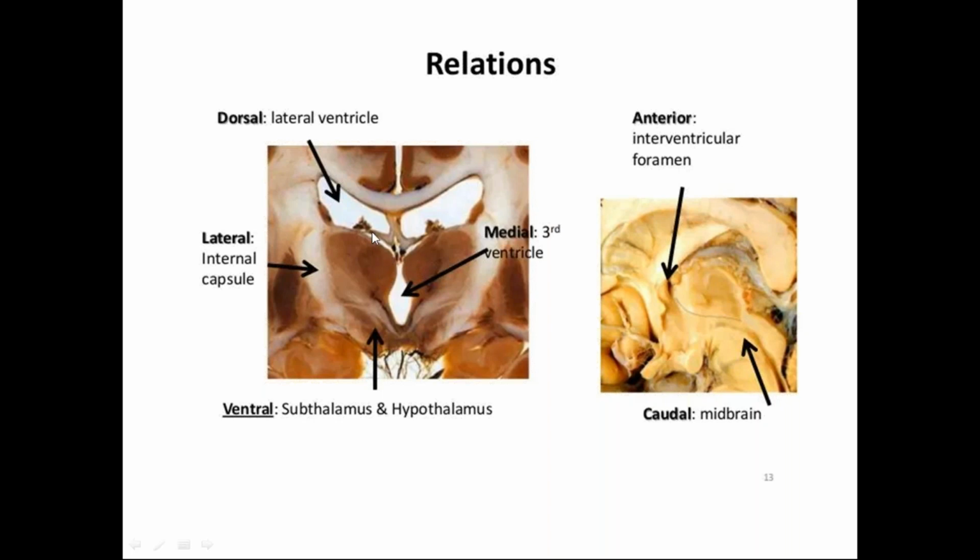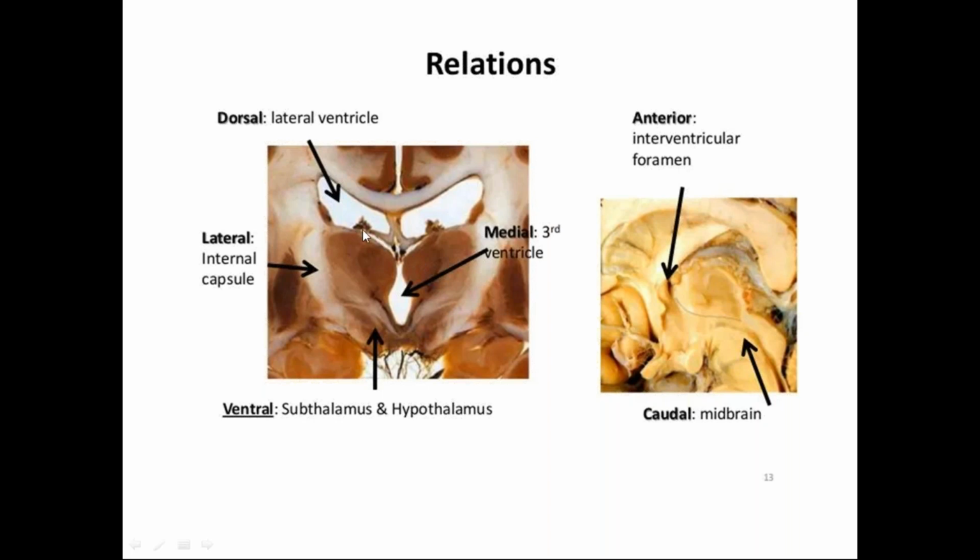The roof is formed by ependyma hanging from the center. On either side, there is ependyma with choroid plexus hanging down. That forms the roof of the third ventricle. If you look more superiorly, these are the parts of the lateral ventricle, and this is the point which we will call the interventricular foramen.